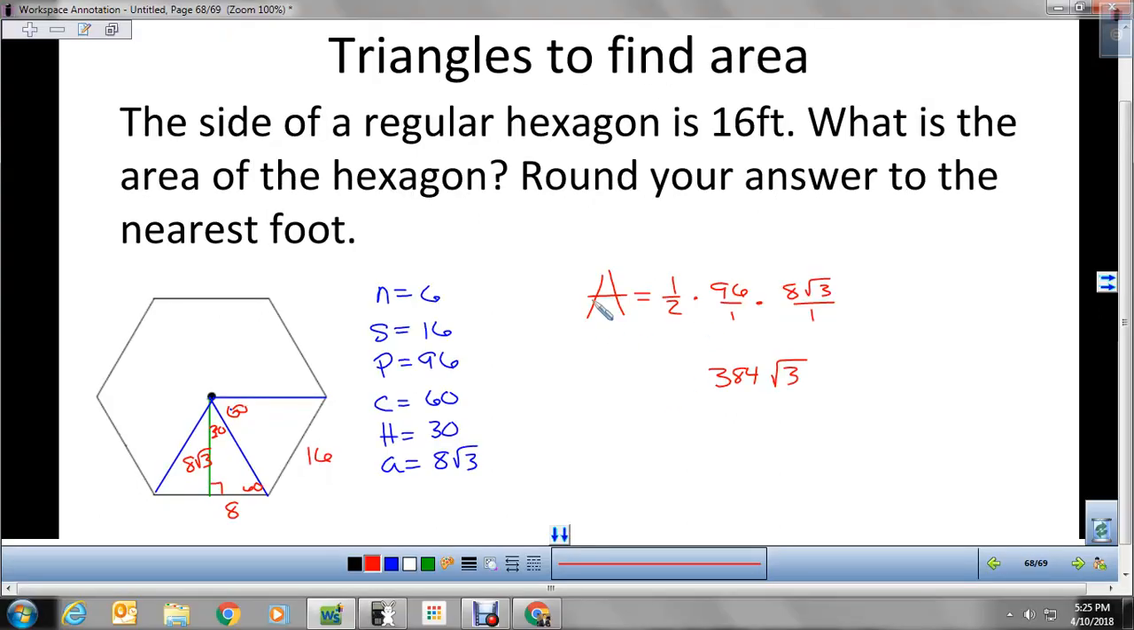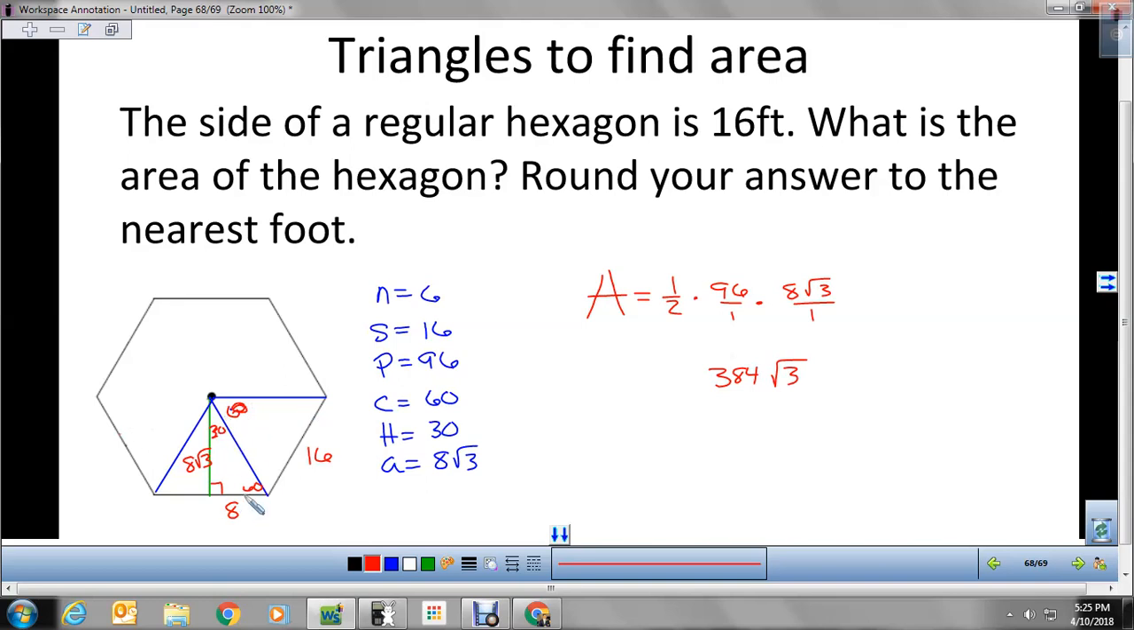All right, so we have everything filled out. We have the number of sides is 6, side length is 16, perimeter becomes 6 times 16, which is 96. We didn't have the apothem, so we had to find it. So the first thing we do is find our central angle by doing 360 divided by 6, which is 60. Half angle would be 30. So this is a 60-degree angle here. Half of it is 30.